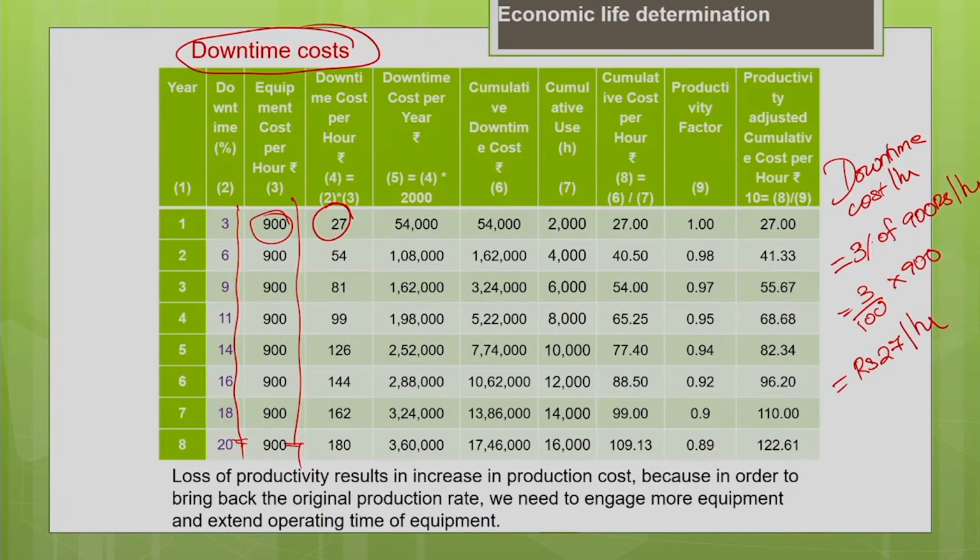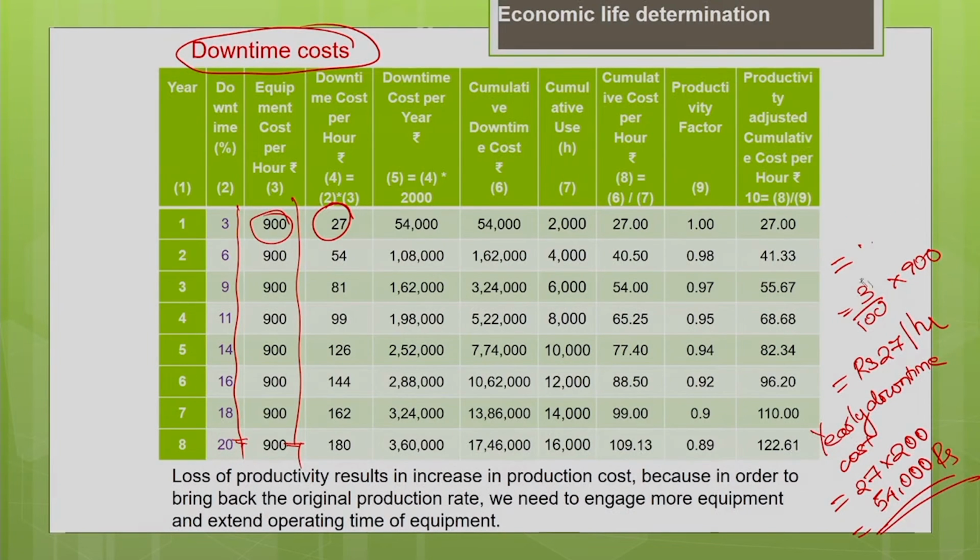But your machine is going to operate in a year for 2000 hours. So, what is your yearly downtime cost? Yearly downtime cost for the first year is 27 multiplied by 2000, gives you 54,000 rupees. This is your per year in the sense for the first year. 54,000 rupees for the first year is your downtime cost. Similarly, calculate the downtime cost. Let us calculate for the second year.